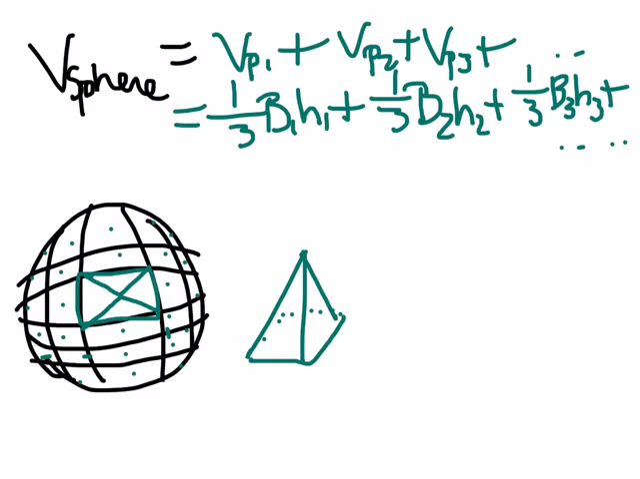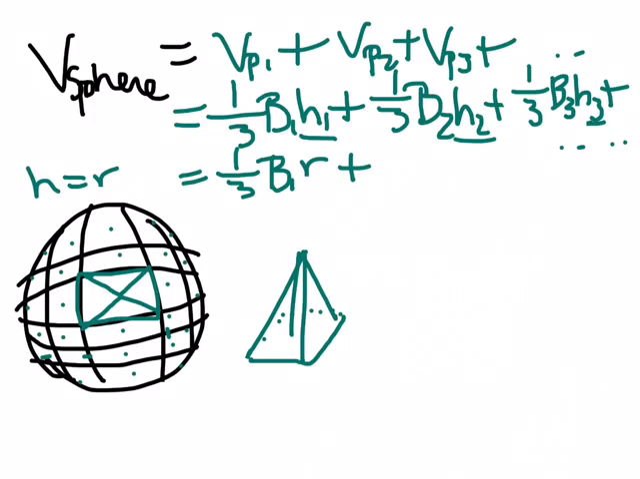Here's what's cool. Now let's think about this. What is the height, H1, H2, and H3? For all of them, the height of the pyramid, since we're going to the center, is going to be R. For all of them. They're all going to be equal. So I'm going to change all of the heights to just R, the radius of the sphere.